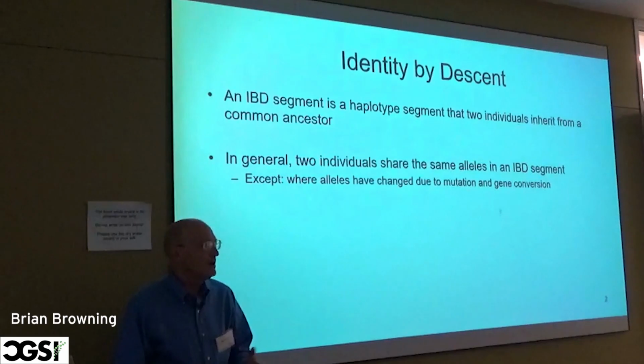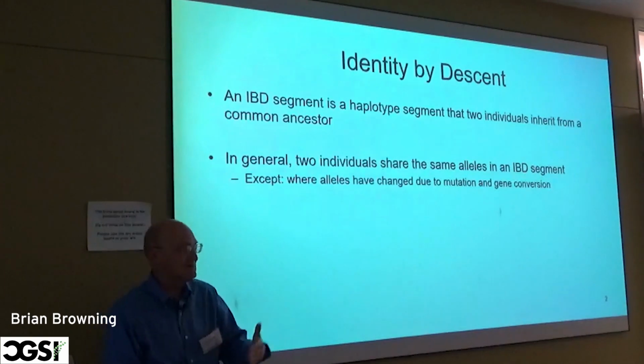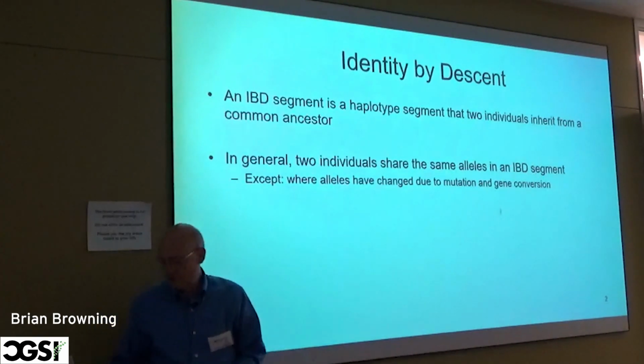You might wonder, what about recombination? Can an IBD segment contain crossover recombination? The answer is no, not crossover recombination since the common ancestor, because that's what ends an IBD segment. It can't contain it, because when you come to a crossover, you're starting a new segment.